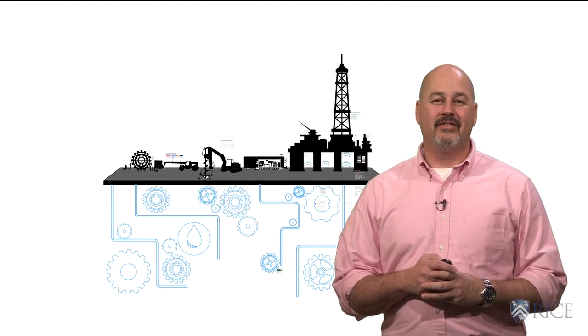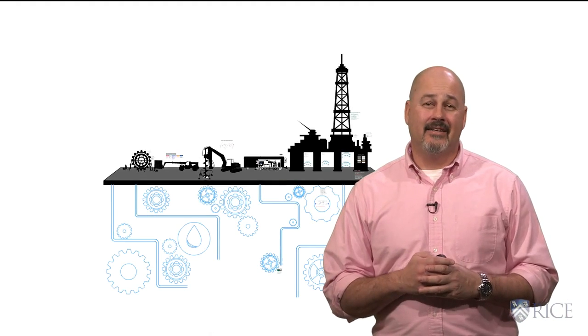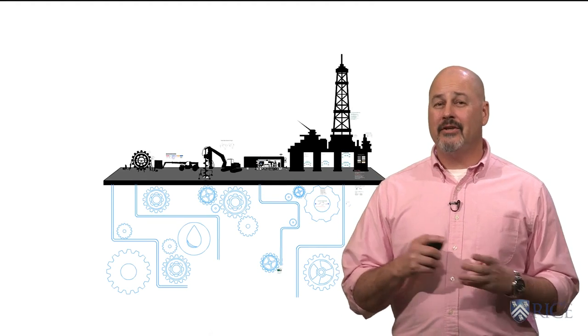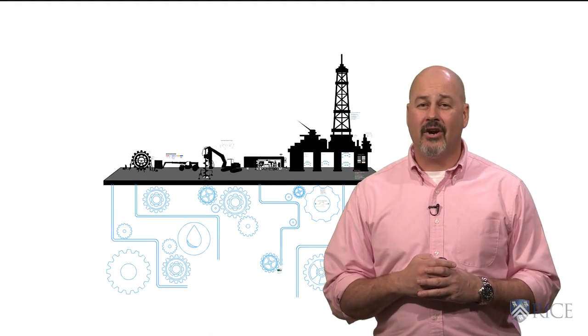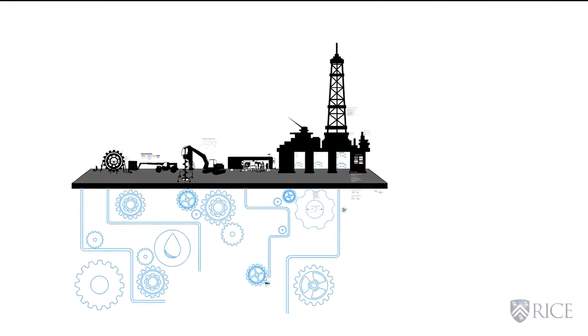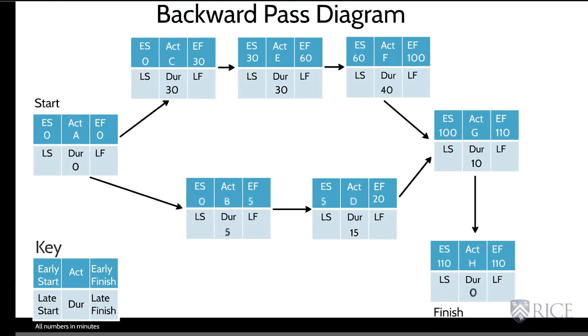The backward pass is very similar to the forward pass in that it follows the steps of the project, but it uses the late finish and late start to calculate the critical path. The lower portion of each box is empty. Now we're going to use those to work backwards from the finish to determine the critical path.